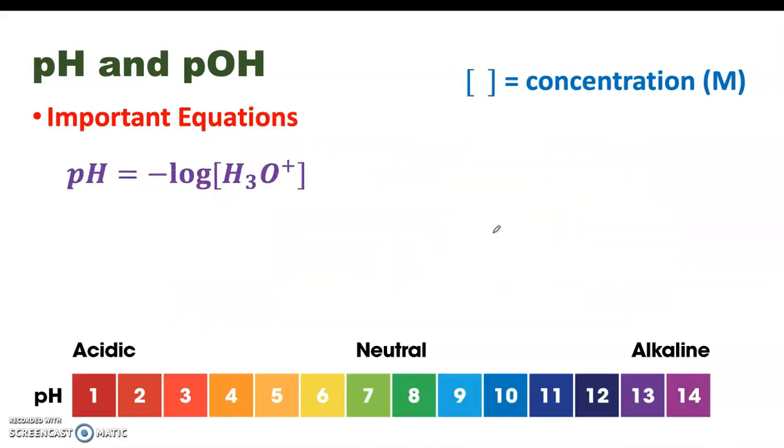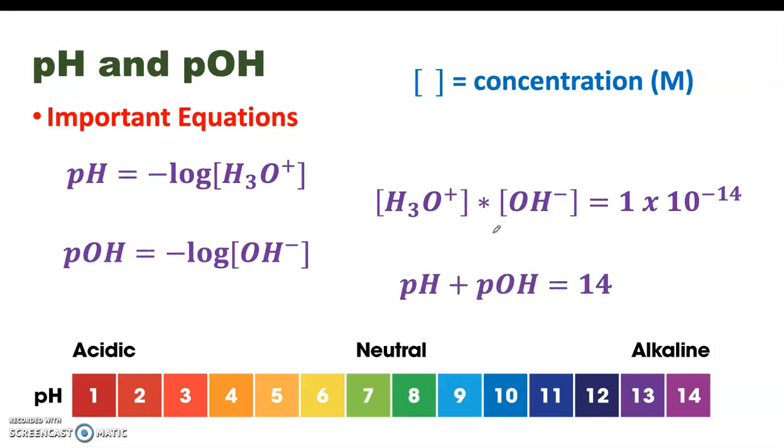Some important equations, write these down. I'll actually just put them all up on the screen here. What I want to point out before you write them down, though, is you'll see these square brackets. What the square brackets mean is concentration in molarity. So the pH is equal to the negative log of the concentration of H3O plus. The square brackets mean concentration of whatever's inside, and concentration is in molarity, which we should be familiar with now. And then pOH is the negative log of the OH minus concentration.